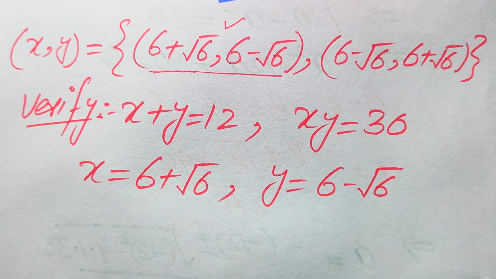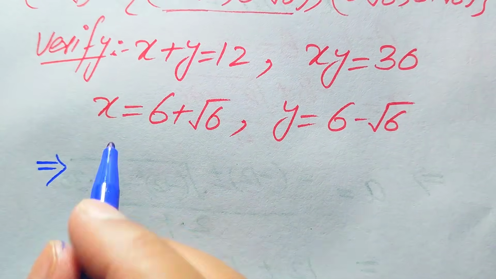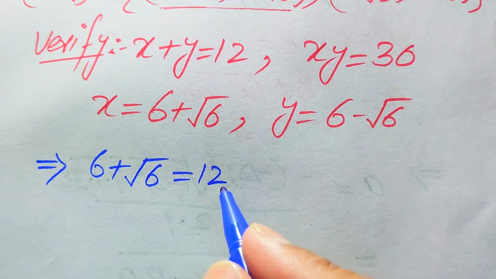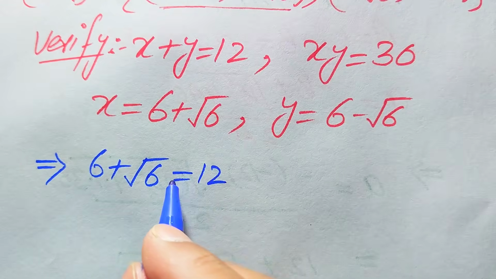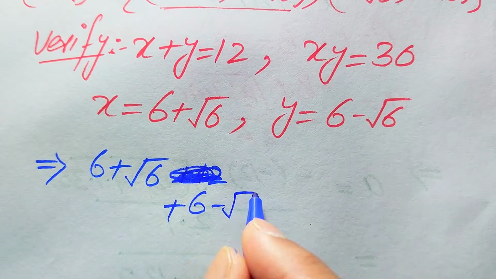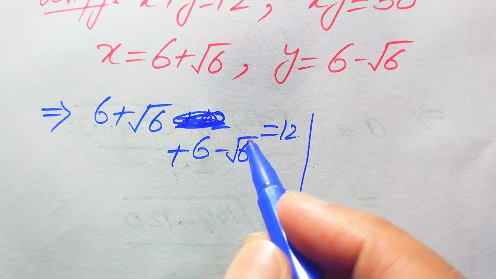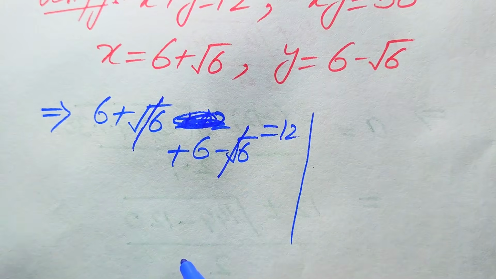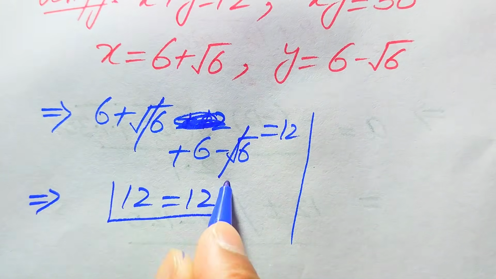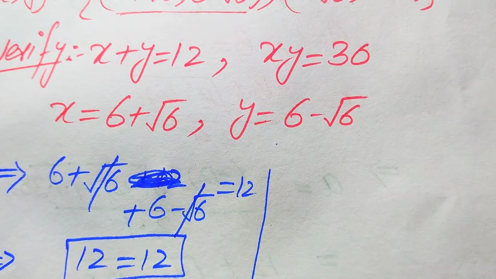So we put both of these values of x and y into the above equation, and it is written in this form. When you put both values here, it becomes 6 plus square root of 6, which is the value of x, plus the value of y, 6 minus square root of 6, equals 12. With a little more simplification, minus square root of 6 and plus square root of 6 cancel, and we obtain 12 equals 12. This shows that both sides are equal. It means the values of x and y satisfy the first equation.